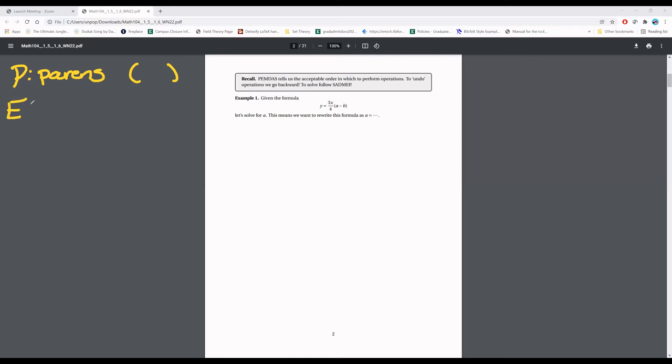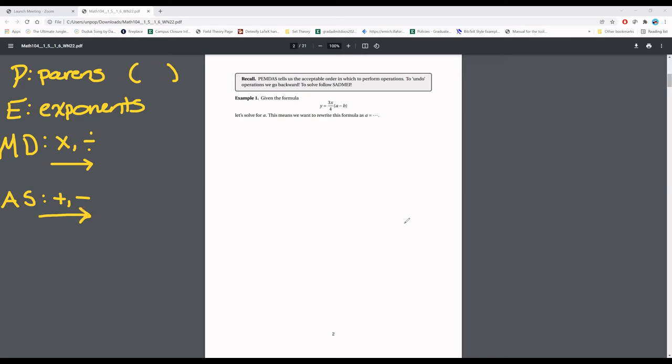The E stands for exponents. Then we take M and D together, so multiplication and division, and we do those from left to right. Finally, addition and subtraction, and we do those together from left to right. So that's going forward. Going forward, we're evaluating.